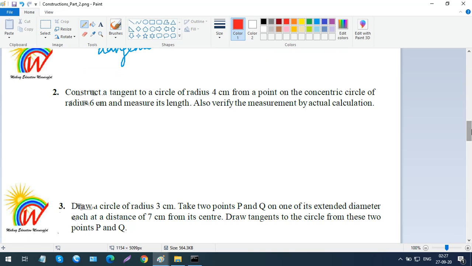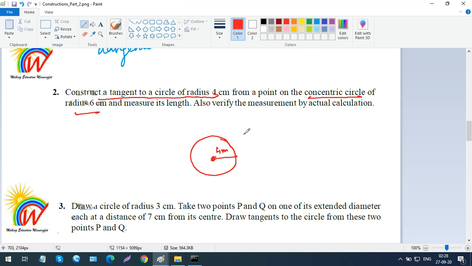Understood? So similarly, now come to question number 2. I'm just going to explain how to do this. You will do the graphing, draw the figure and also write the steps of construction. So here they're saying construct a tangent to a circle of radius 4 centimeter. So first you draw a circle of radius 4 centimeter. Then they are saying from a point on the concentric circle. Concentric means there's another circle which shares the same center. So the concentric circle has a radius of 6 centimeter.